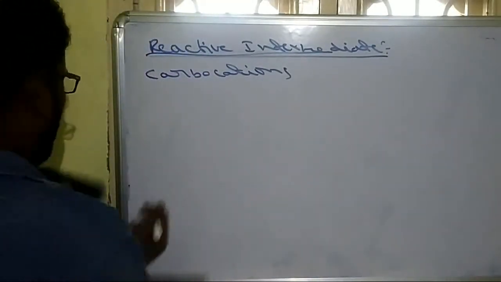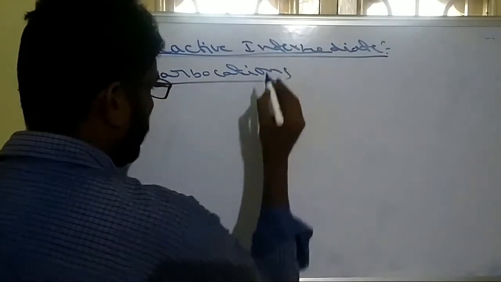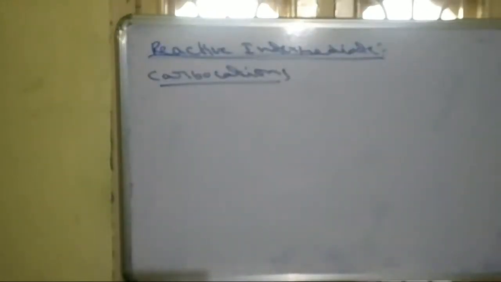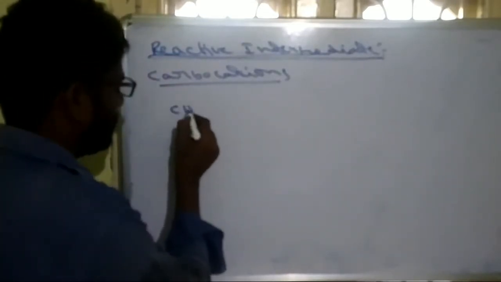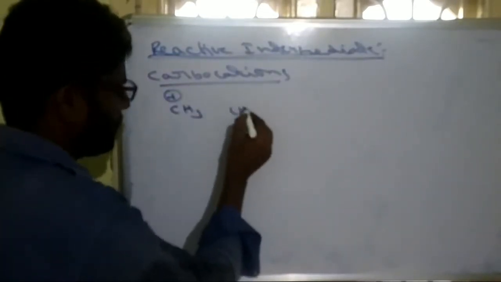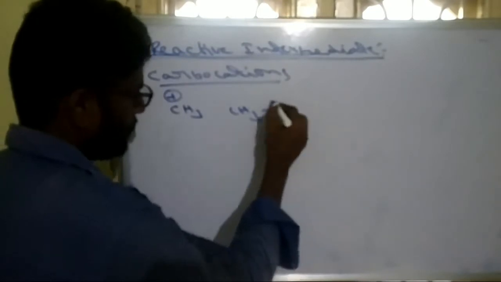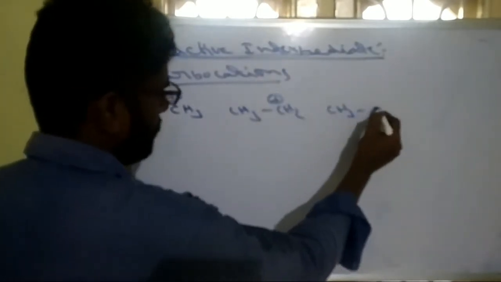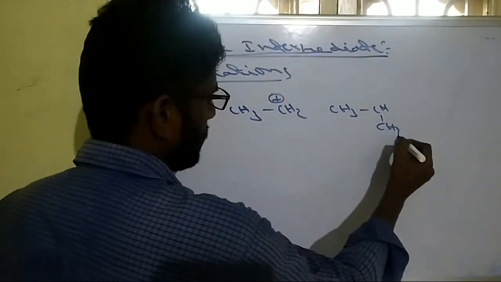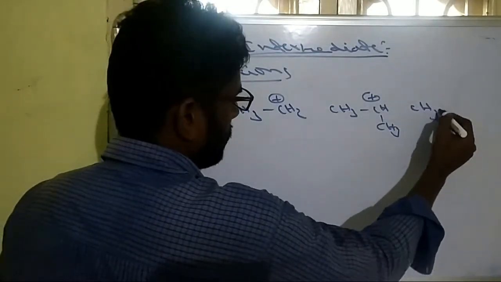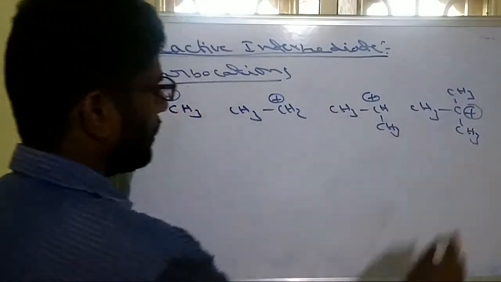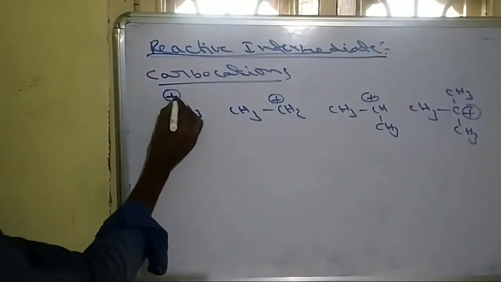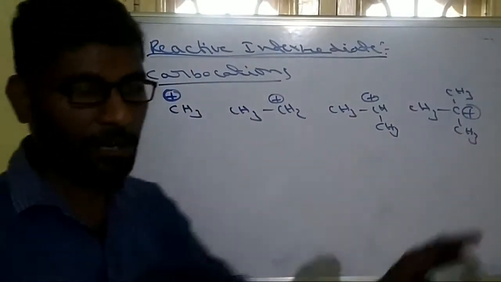The first reactive intermediate is carbocations. Carbocation means carbon positive. CH3 plus, CH3CH2 plus, CH3CH CH3 plus, and (CH3)3C plus. All are carbocations. Wherever a carbon positive is there, that is a carbocation.